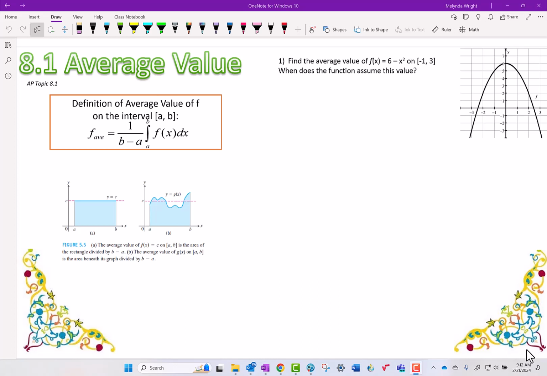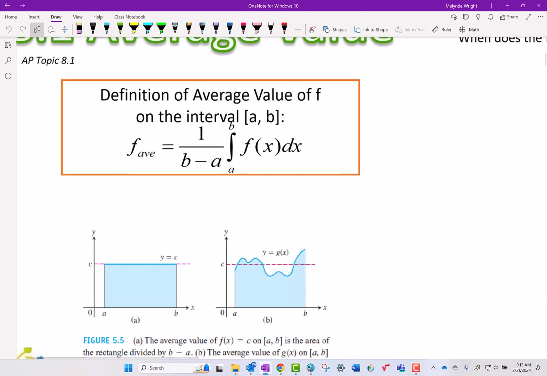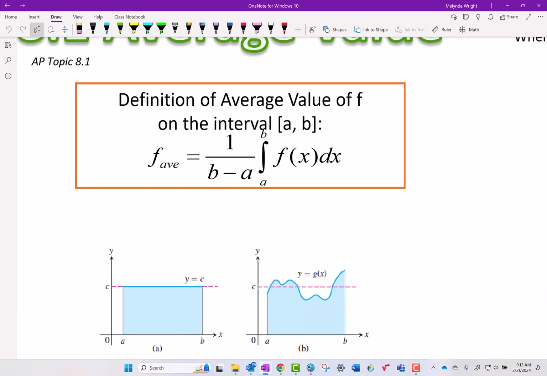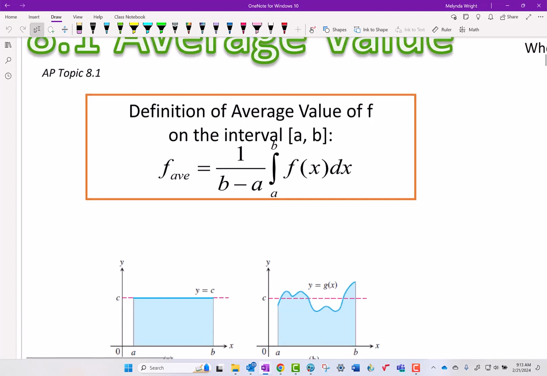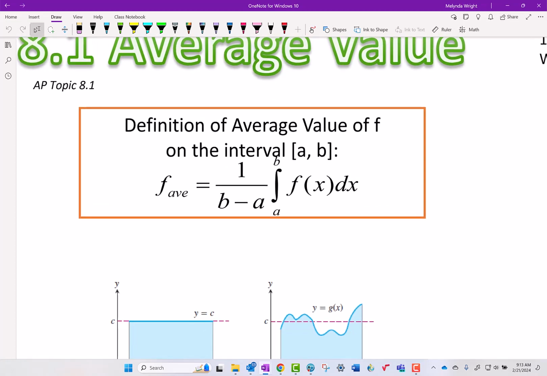All right, let's take a look at our lesson for today. All right, so we're learning a new formula. I know you're excited about this. This is the average value formula. So let's talk about the formula just itself.